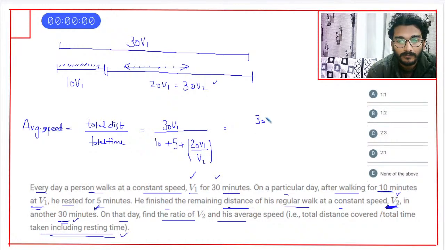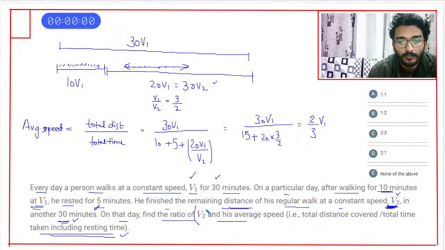So 30 v1 divided by 15 plus. Now there is a relation. What is the ratio of v1 upon v2? I can say v1 upon v2 is 3:2. So 20 into 3:2, so this is 10, 30. This is 45. So 45 is like 2 by 3 v1. So this is the average speed in terms of v1.